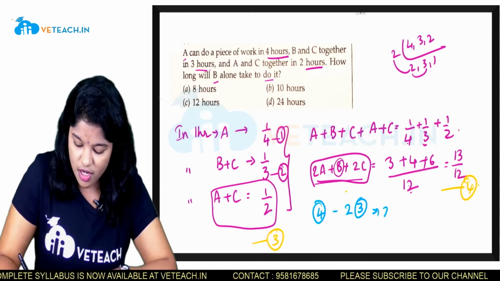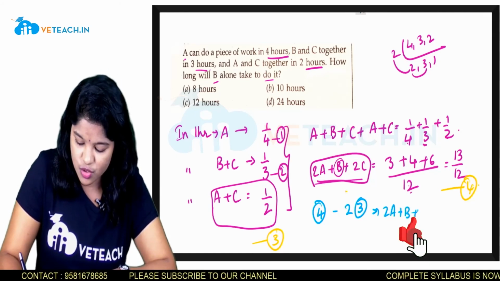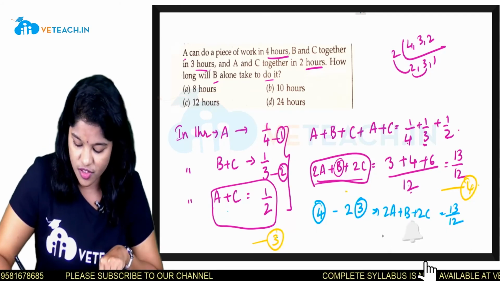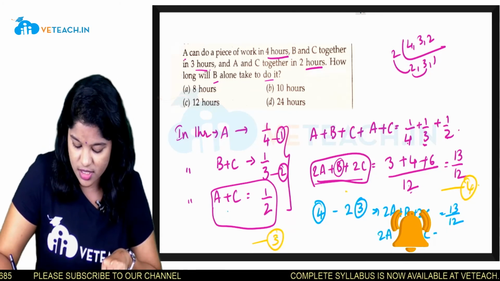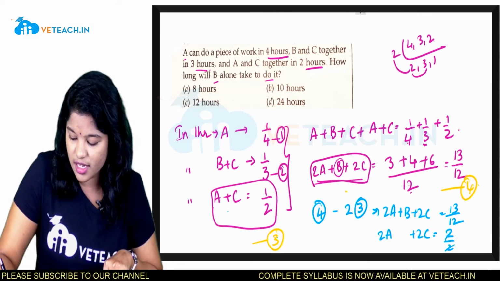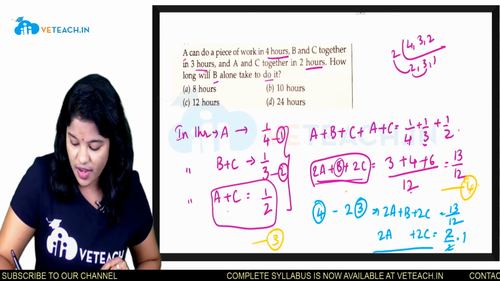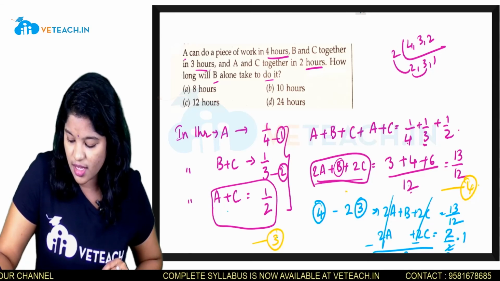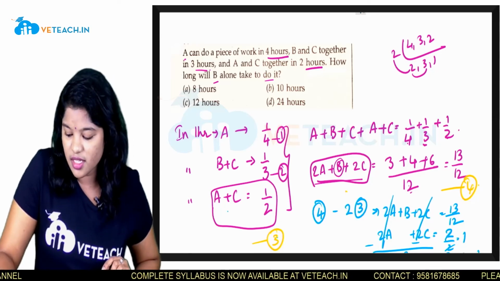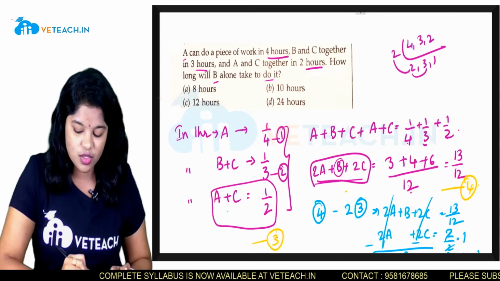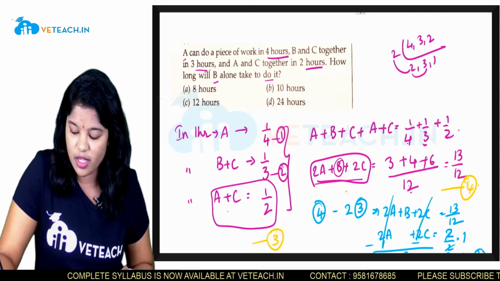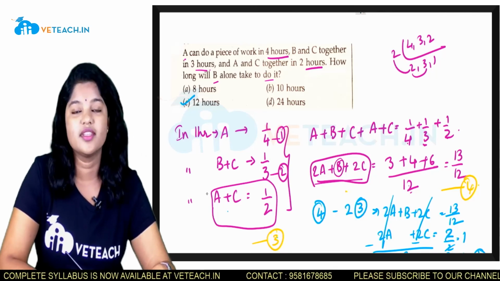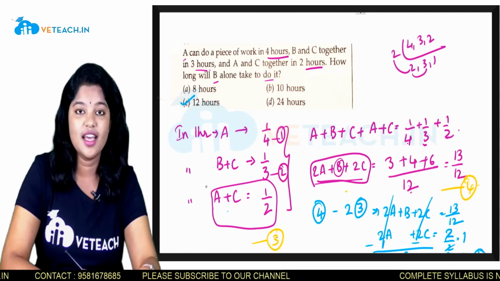So it will become 2A plus B plus 2C is equal to 13/12. 2 times of third equation: 2A plus 2C is equal to 2/2, that is equal to 1. So if I subtract, 2A and 2C get cancelled, B is equal to 13/12 minus 1, that is equal to 1/12. So B can do 1/12 of the work in 1 hour. So in total he will take 12 hours to complete the given work. So option C is our correct answer.